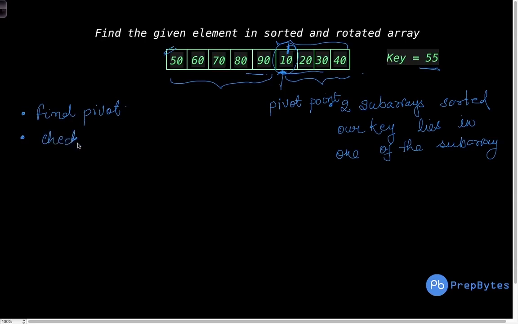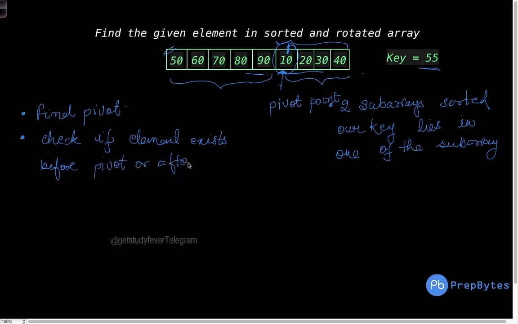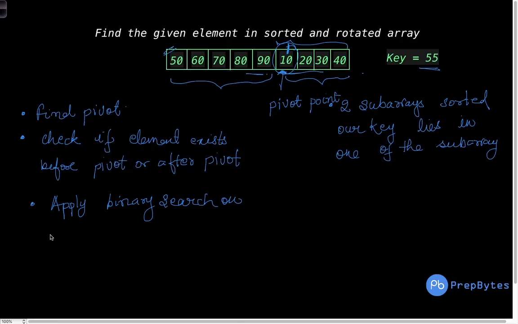Check if element exists before pivot or after pivot. Apply binary search on the corresponding part. Okay, so this is what we have to do.